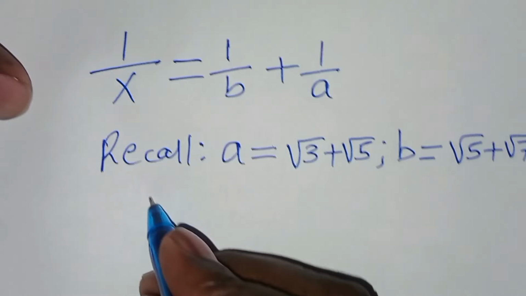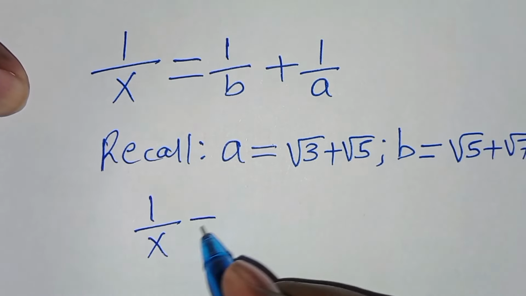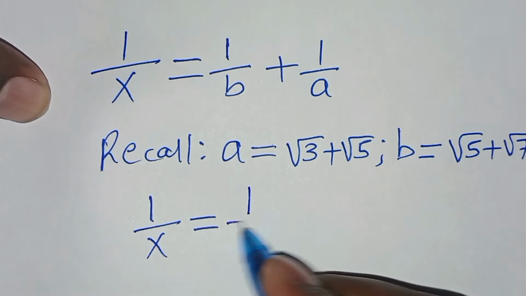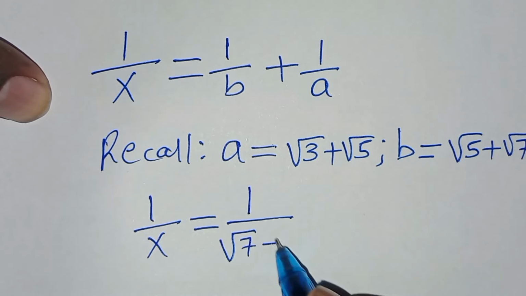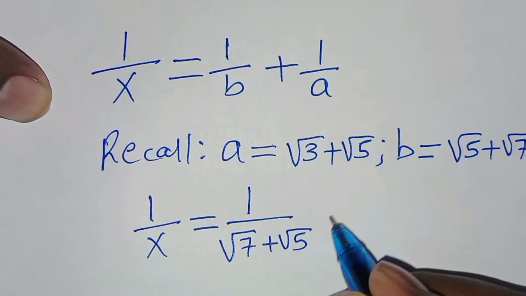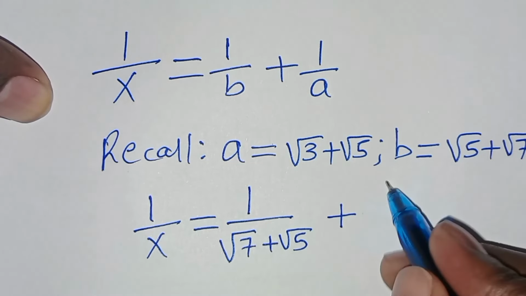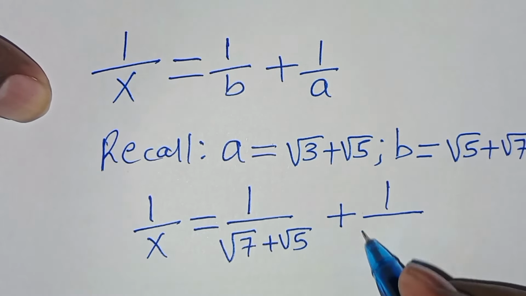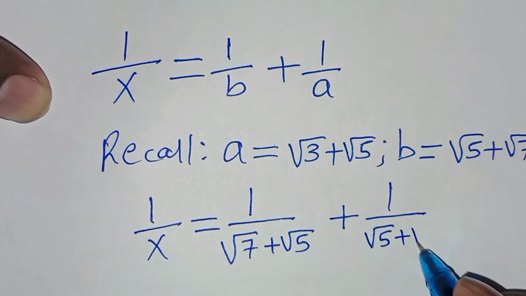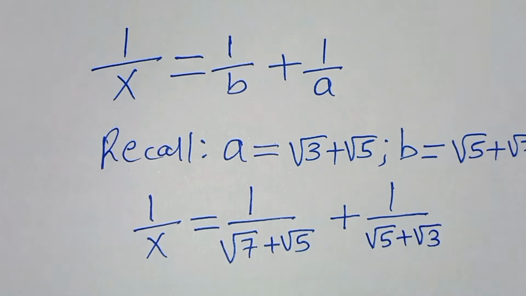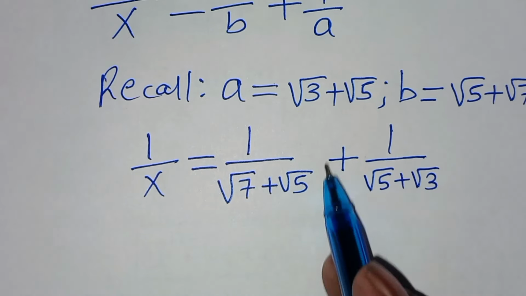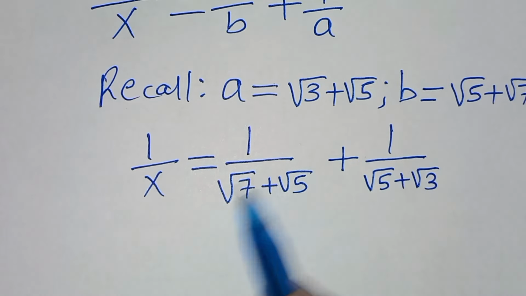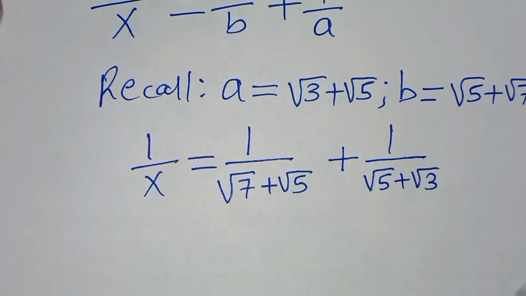So this implies that 1 over x can be expressed as 1 over, now we can express b as square root of 7 plus square root of 5 plus 1 over a, which you can express as square root of 5 plus square root of 3. So the next step is to introduce a conjugate, that is to rationalize. Let's rationalize the denominator by introducing a conjugate.